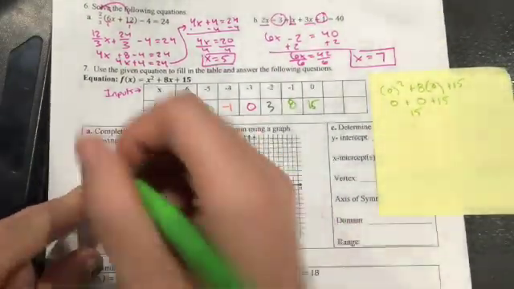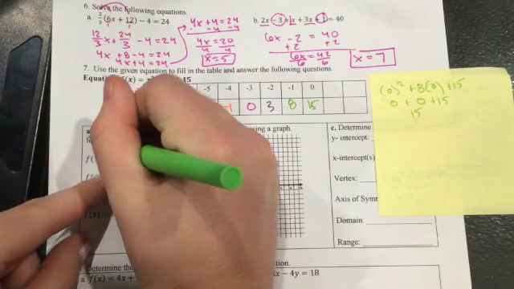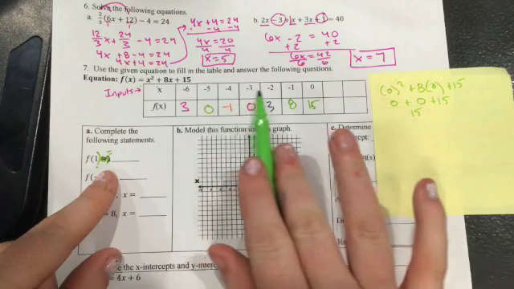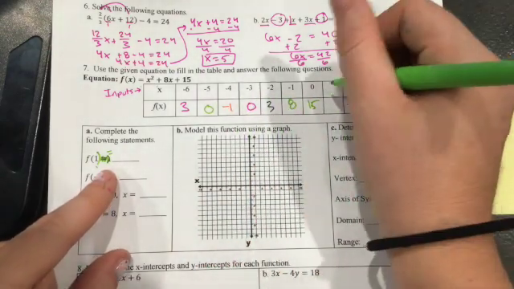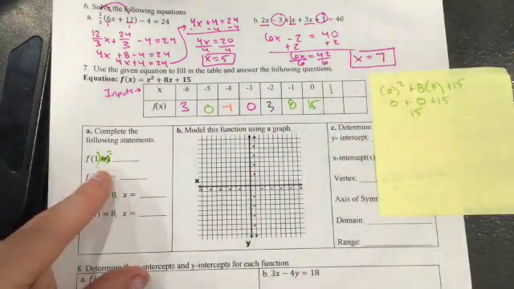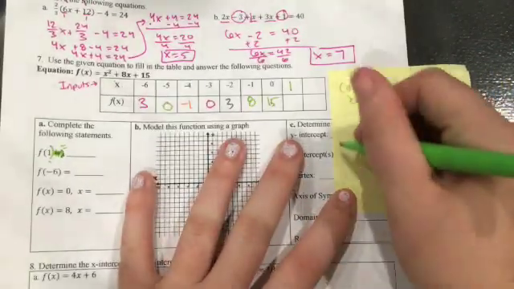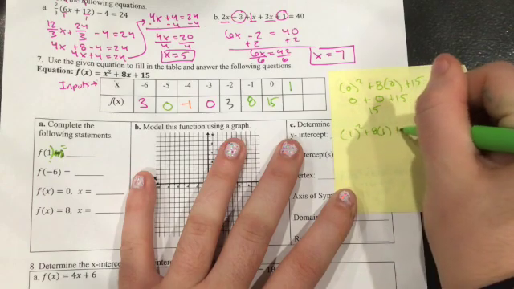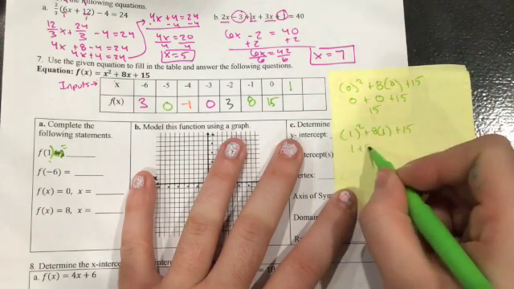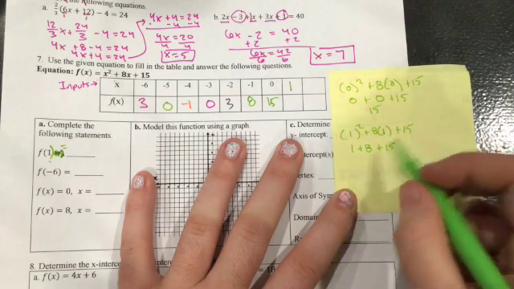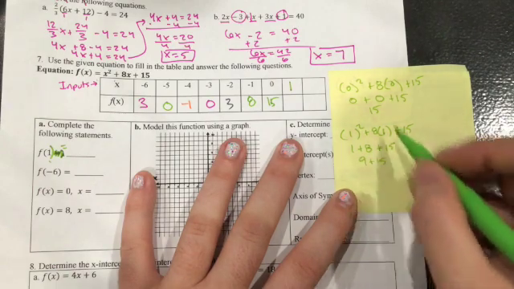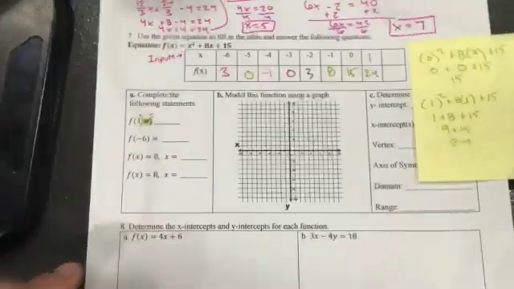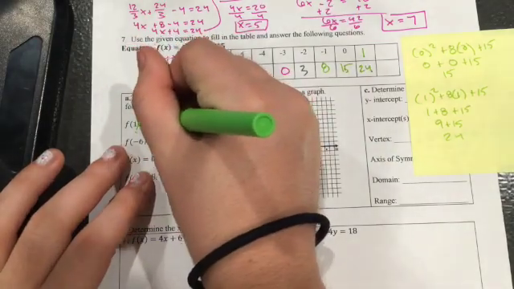Okay, this is a typo. It should have just said f of 1 equals. So when the input is 1, what is the output? They didn't give me a 1, but they gave me a box for it, so I'll put a 1 right here. Got to plug that 1 into the equation. So we've got 1 squared plus 8 times 1 plus 15. 1 plus 8 plus 15. That's 9 plus 15 and gives me 24. So f of 1 is 24.